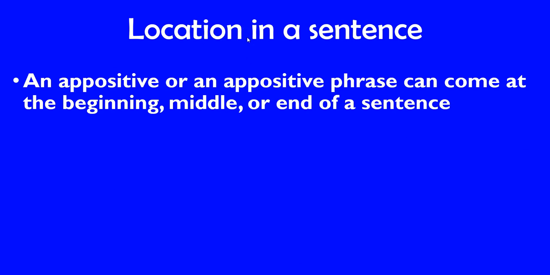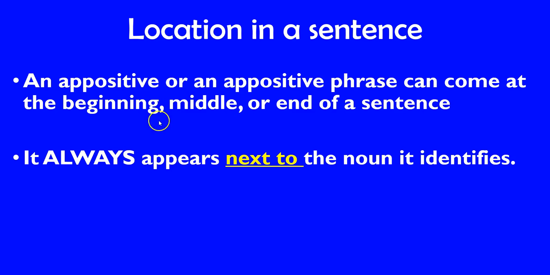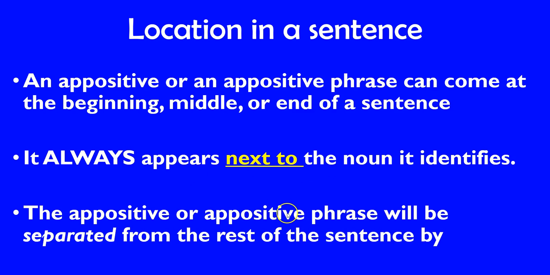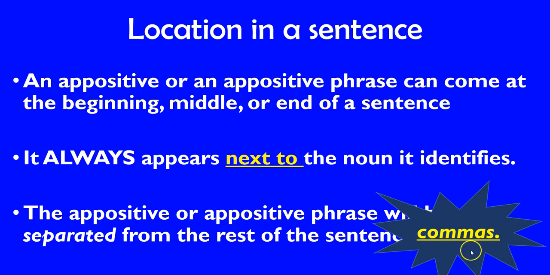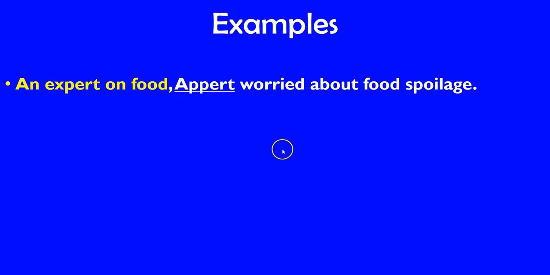They can be anywhere in the sentence. They can be at the beginning, in the middle, or at the end. The important thing is that they will always appear next to the noun they're identifying. Always. The appositive or appositive phrase will be separated from the rest of the sentence by commas. Very important.